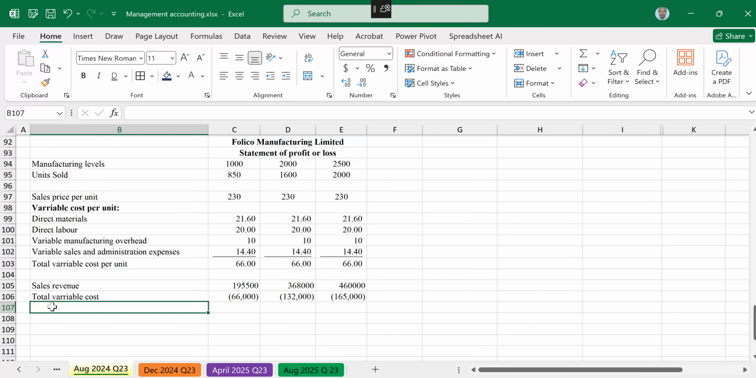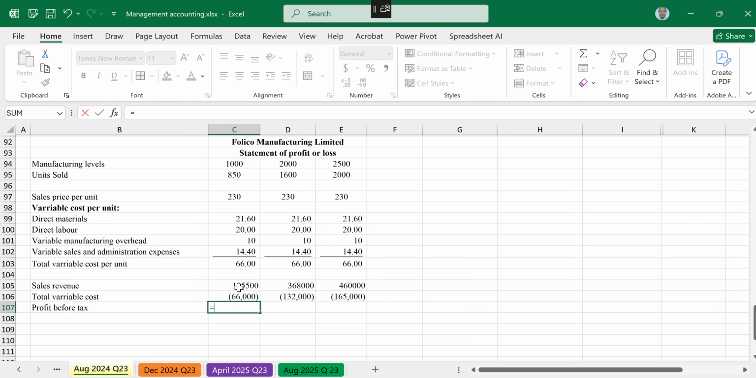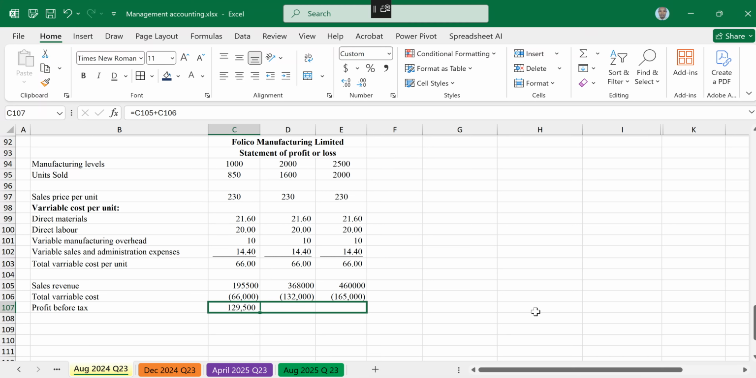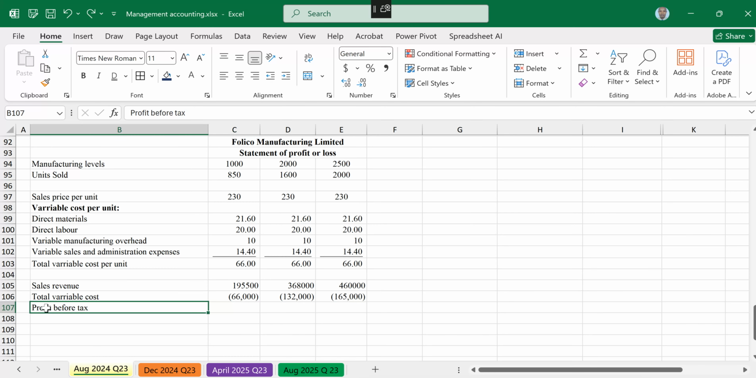Profit before tax will be the sales revenue plus the total variable cost. That is 129,500. Then you drag across. But we've omitted the fixed cost. So undo, undo, undo. So there is sales revenue, and there is total variable cost.